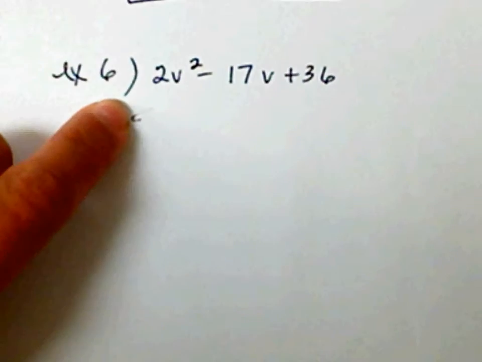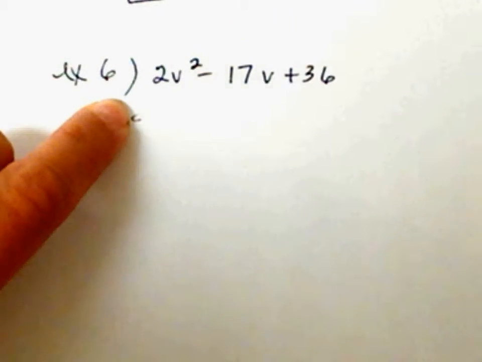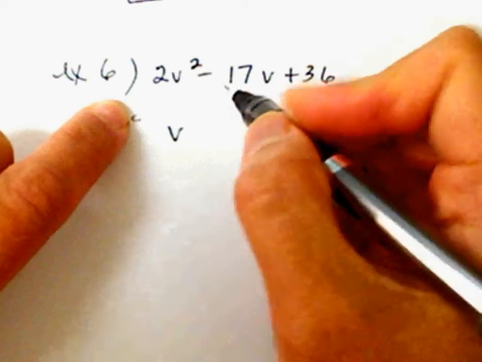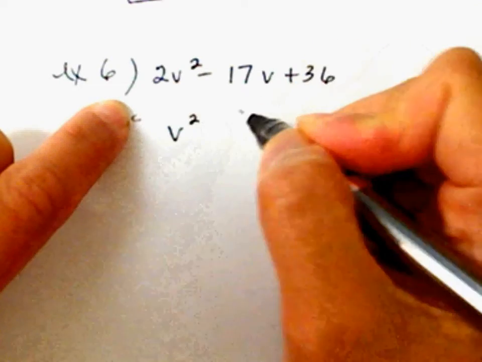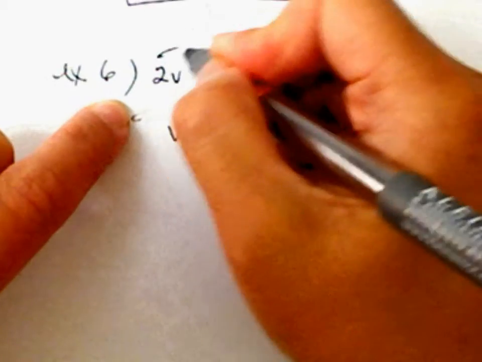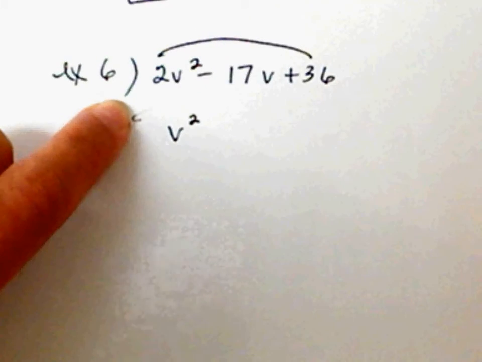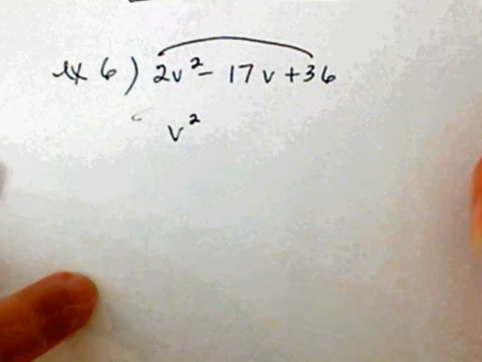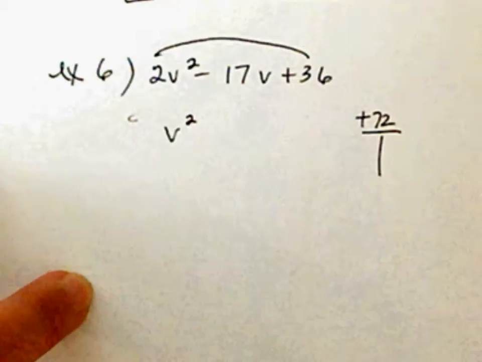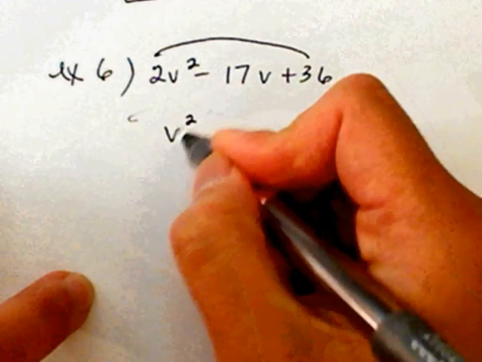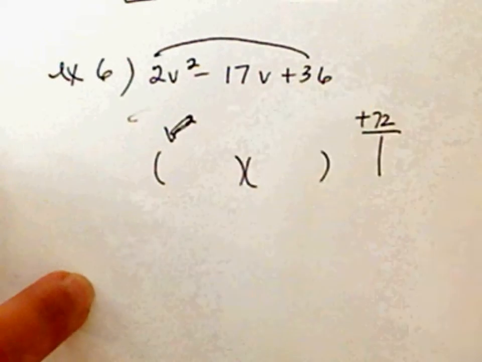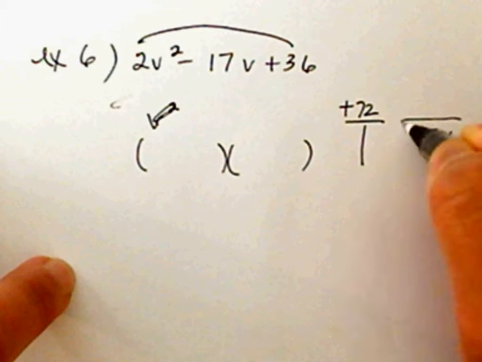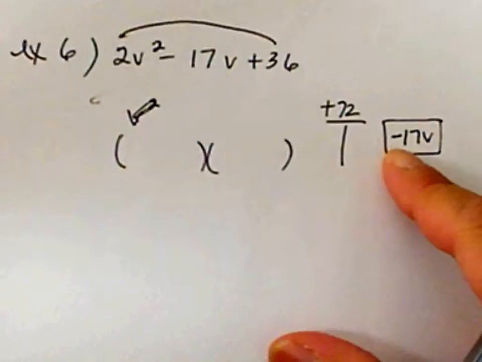This time I'm going to do bottoms up. So you have v squared. Okay, think of it: 2 times 36. What is 2 times 36? 2 times 36 is 72. So you want two numbers that multiply to give you 72. Go ahead and draw your two sets of parentheses. And it's going to add to give you negative 17v. See how they're negative? Start doing your math. What are those two numbers?